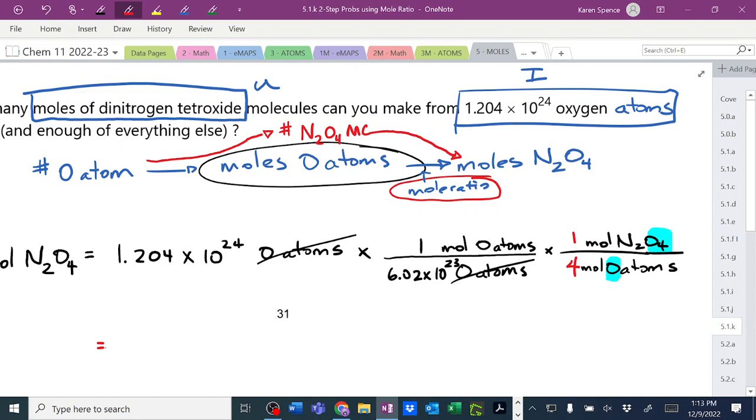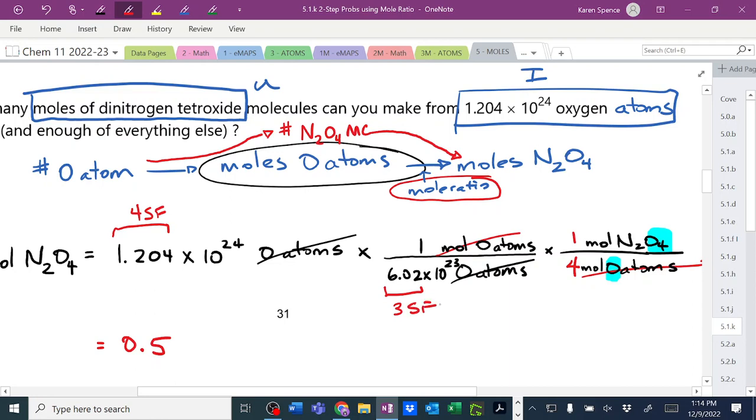.204 times 10 to the 24 divided by 6.02 times 10 to the 23 divided by 4 equals 0.5. Sig figs: 4 sig figs, 3 sig figs, everything else is infinite. So we would need to add how many zeros? 2 zeros. And what's the unit that's left? Moles of N2O4.